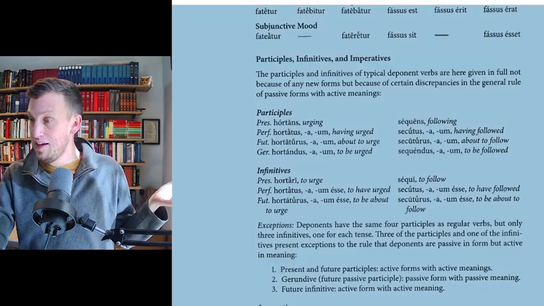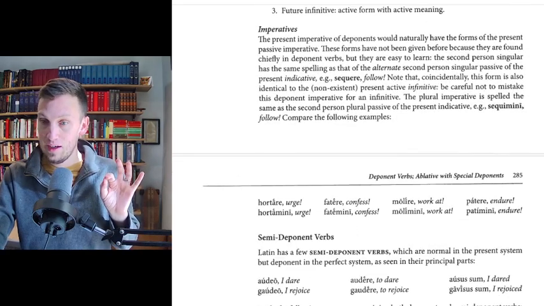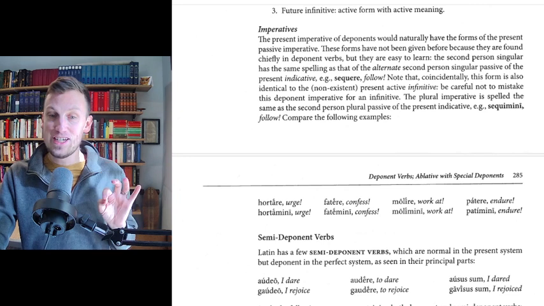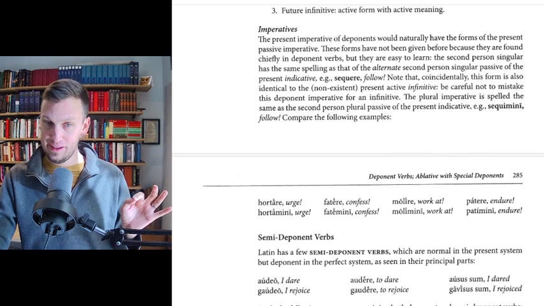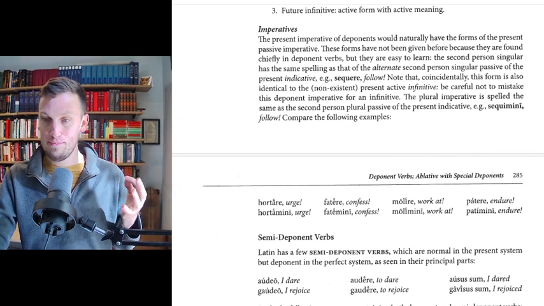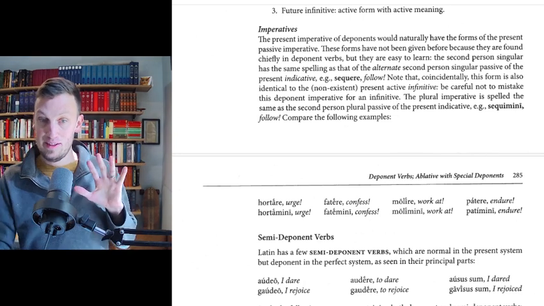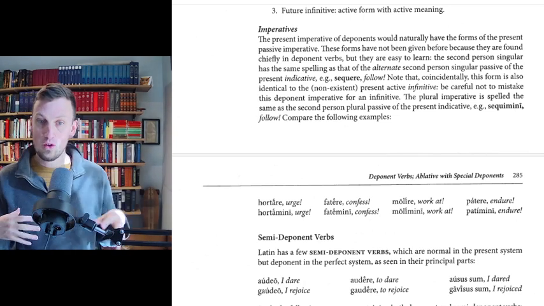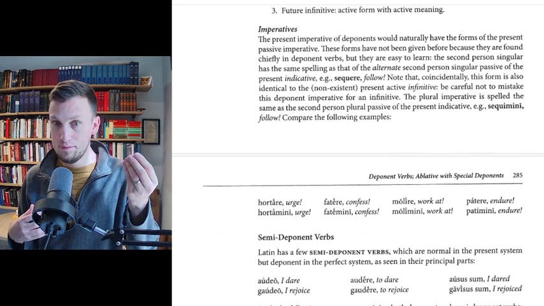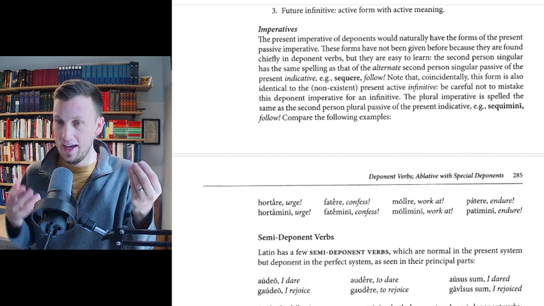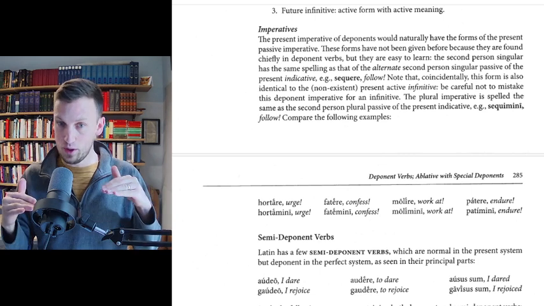The second person plural imperative, let's see if I can get it on the screen here, is identical to the second person plural passive indicative, right? Mini. So hortamini, fatamini, patamini, right? So we have the imperatives are not new forms. One is identical to the active infinitive, but that doesn't exist because it's deponent. And one is just simply a biform, straight up biform.